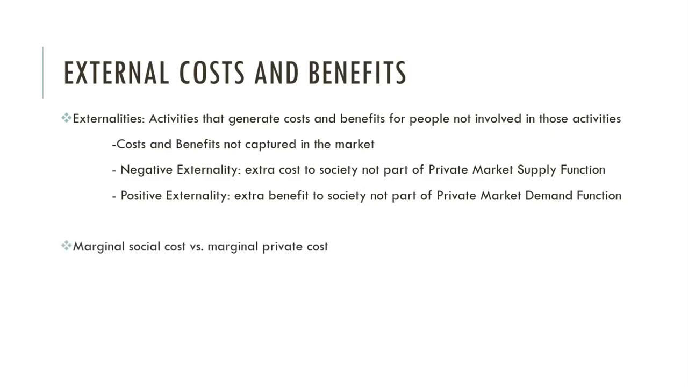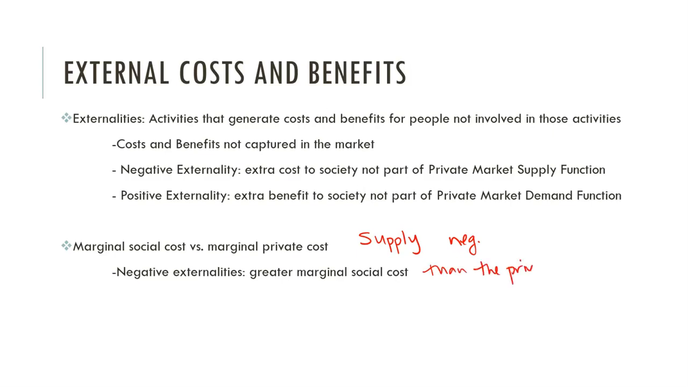And so what we're really doing is comparing the marginal social cost and marginal social benefit to the marginal private cost and benefit. When we're looking at the costs, this is going to be impacted on the supply curve. And typically, this is going to be looking at negative externalities. Negative externalities have an extra cost to society. So a negative externality has a greater marginal social cost than the private cost to produce that item. And this is important because it means that these markets are going to be overproducing.